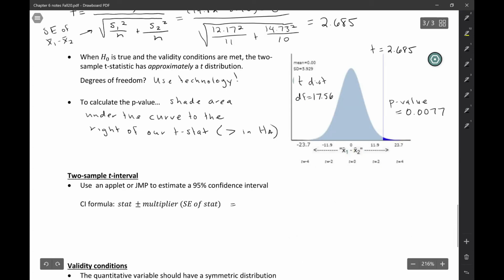To calculate our interval, again, we're doing a difference in means as our statistic. Our multiplier here is going to come from the t-distribution, so this is going to be a t-star, but again, it's going to be difficult to do that ourselves because the degrees of freedom are so complicated. So we're going to let the computer do this whole thing for us. But then the standard error would be that same formula we saw before: the standard deviation for group 1 squared over the sample size for group 1, plus the standard deviation for group 2 squared over the sample size for group 2, and that's all under the square root.